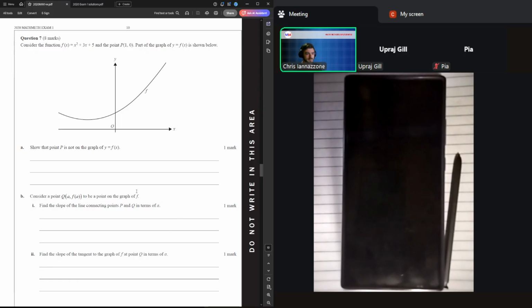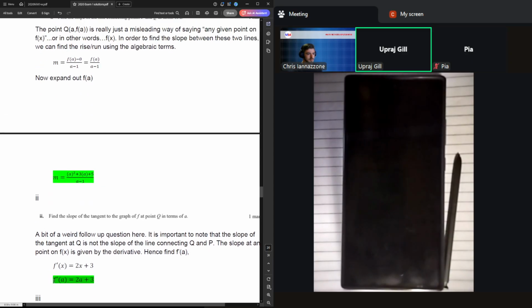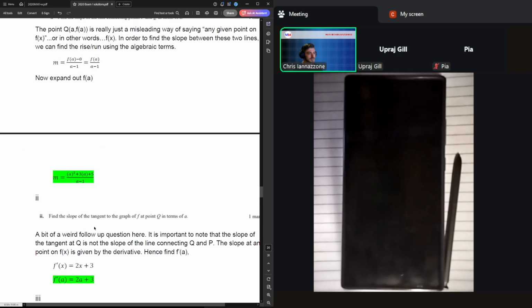Is it 2a? 2a plus 3? But is 3 involved in the slope? Oh, it is, because it's f dash a. Right, because you do your f dash x, that gets you 2x plus 3, and at a, well then yeah, you're going to shove in your a into the x spot. Okay, cool. Sweet.